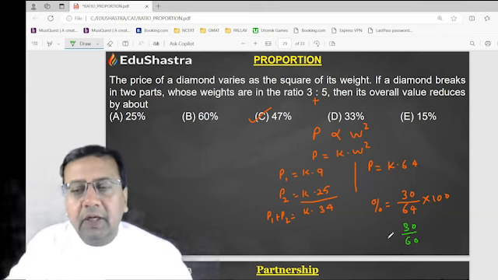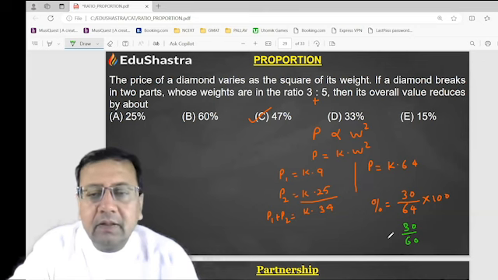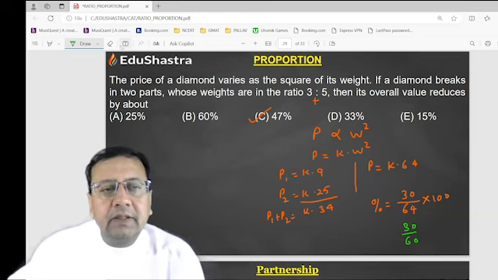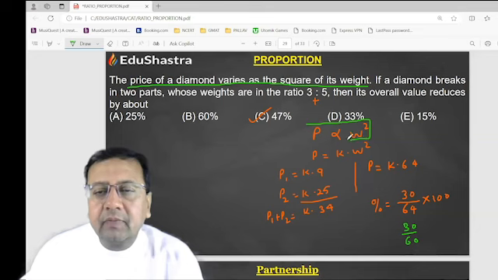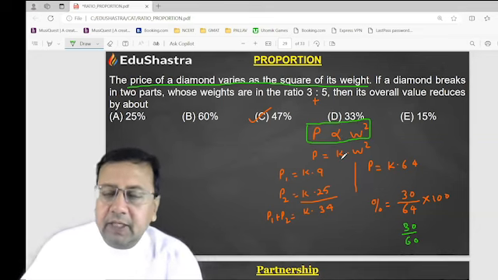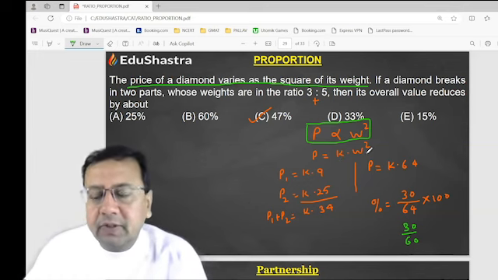So Nirupam. Hello Nirupam. Can you unmute yourself and tell me which step you're not able to get? Whole step. Okay. See, first read this statement, that the price of a diamond varies as a square of its weight. So I am making this expression, and because this is in a proportion, I took K as a proportionality constant. So P is equal to K times W square.